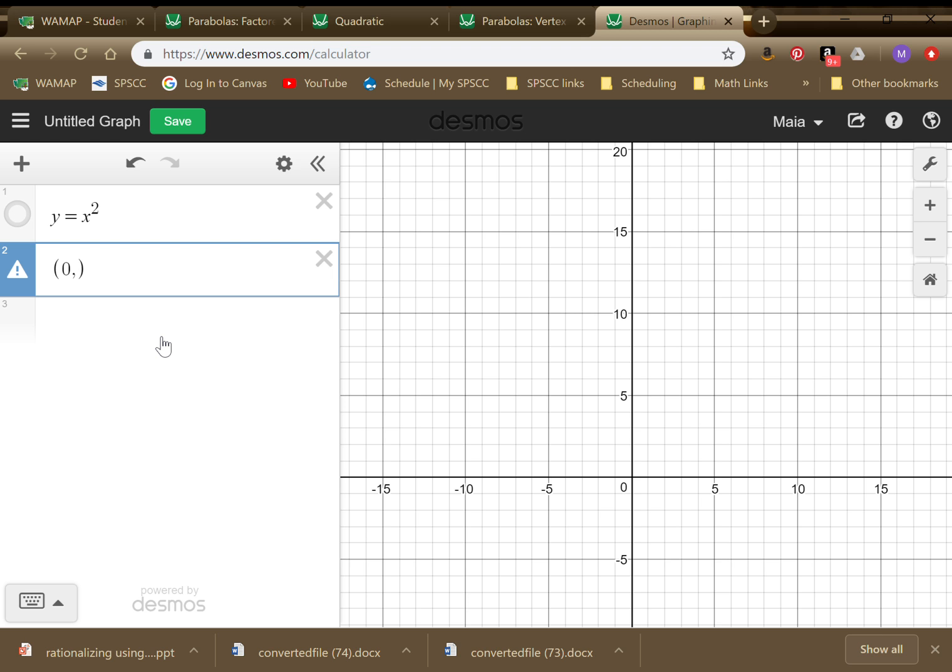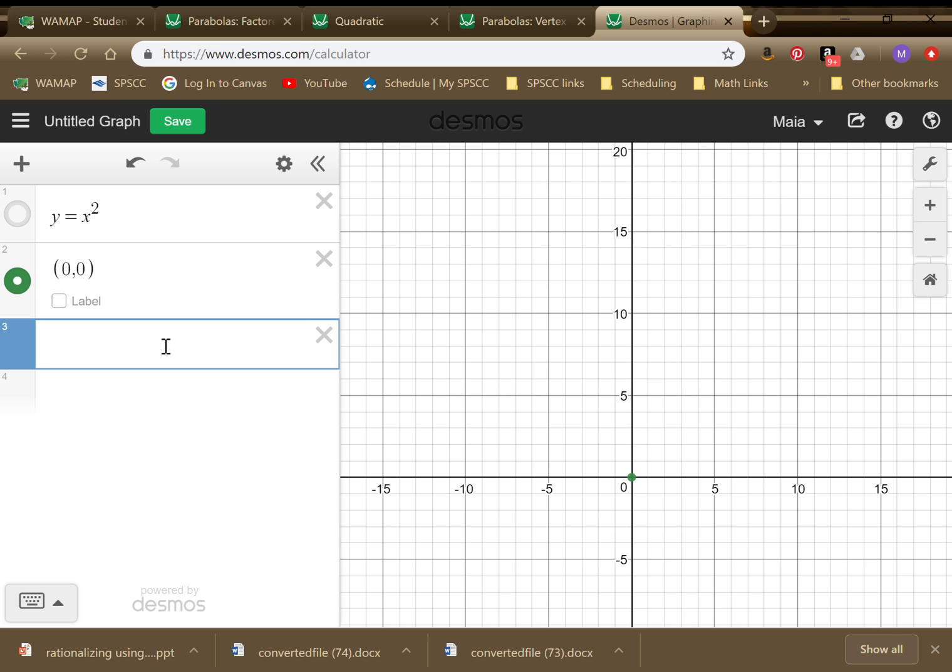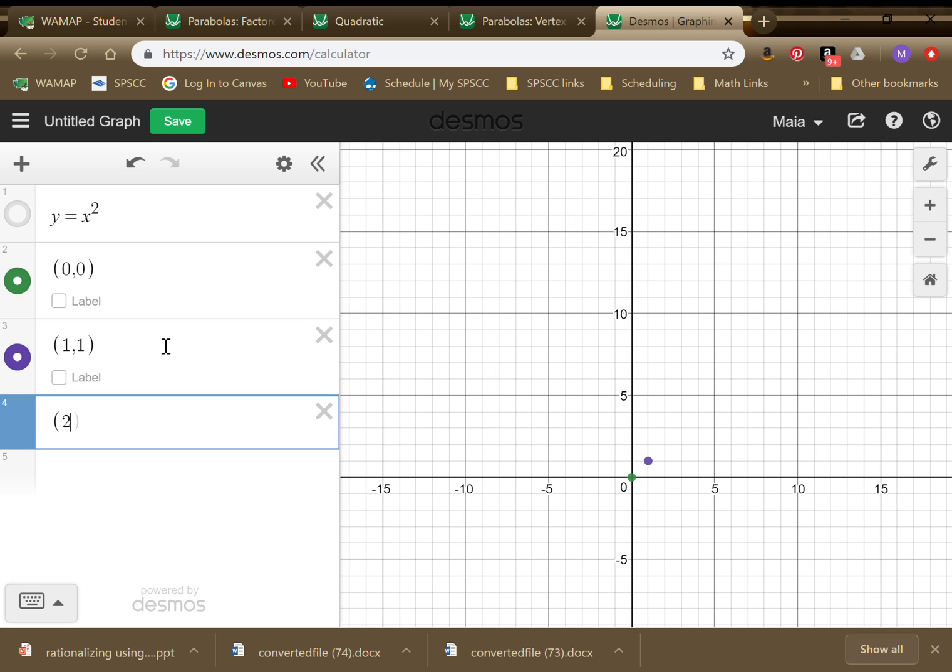So if x is 0, y is 0 squared, which is still 0. If x is 1, y is 1 squared, which is still 1. Not very interesting so far. This could really just be a straight line at this point. But when we hit 2, we start to get a little bit of information about the shape. When x is 2, y is 4.